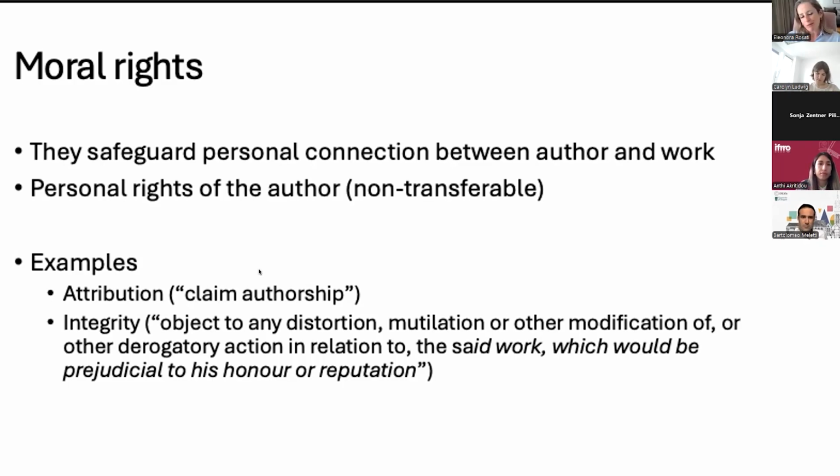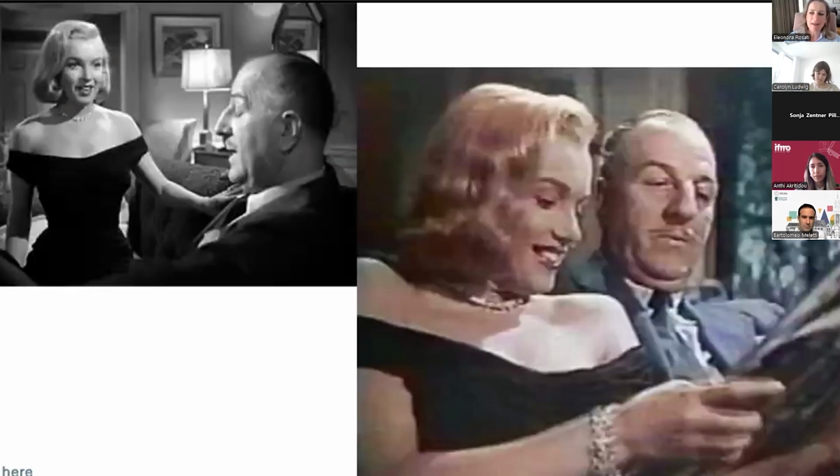Let me provide an example from France, just to let you understand what an example of a moral rights claim can be like. The one that you see on this slide is a famous case concerning the unauthorized colorization of a black and white movie, Asphalt Jungle, by director John Huston. It was a movie featuring Marilyn Monroe as the lead actress, and it was released in black and white. Subsequently, it was colorized without the director's permission, and the director was not happy about that, and he brought a legal action in France claiming that this unauthorized colorization of the movie would be an infringement of his moral right of integrity.